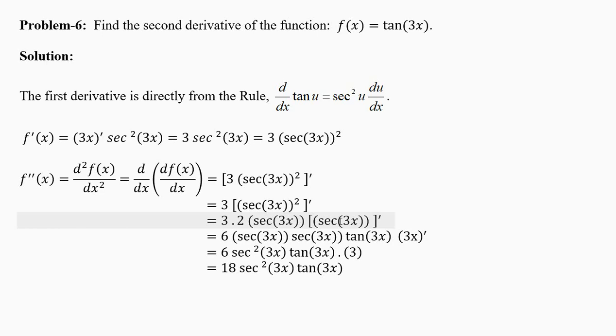The derivative of secant x is secant x tan x, into the derivative of what is inside. The argument here is 3x, so you have to multiply with the derivative of 3x, which is 3. So secant into secant, you will get secant square, and this 3 into 2 you will get 6. This 3 into 6, you will get 18. 18 secant square 3x tan 3x.